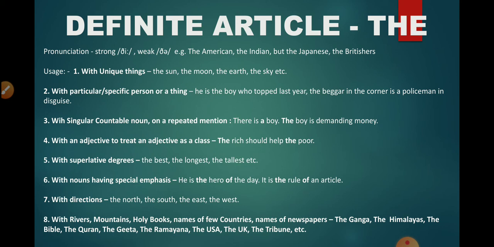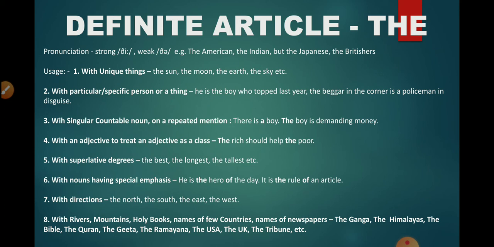Next one is quite an easy one, with all superlative degrees. As right from our childhood, we are reading that with the superlative degrees we use the, for example, the best, the longest, the tallest, the smallest, the richest, the poorest. With all those degrees, which are superlative degrees, or in other words, which end with est, we use the definite article before them.